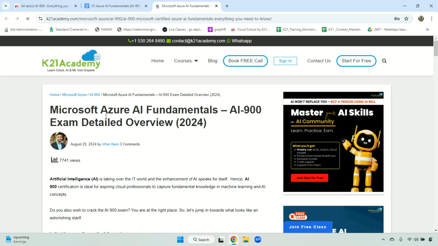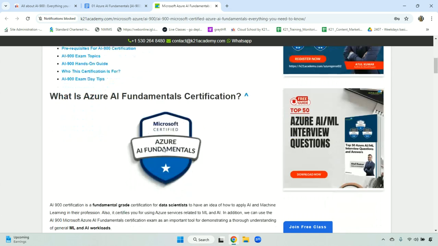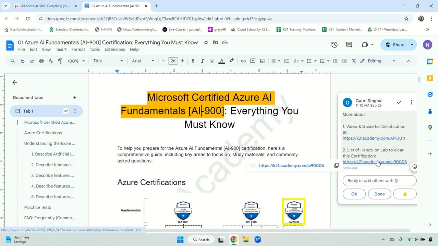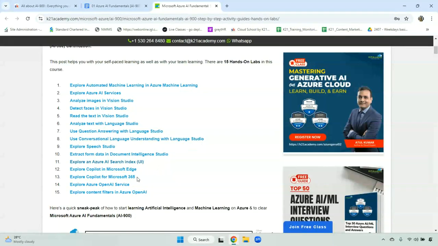If you simply navigate to this link, it will redirect you to the page where you can find the Microsoft Azure AI Fundamentals exam's detailed overview. In the same way, if you want to know about the hands-on labs which you need to clear for this certification, we have also included that over here. If you click on the second link, it gives you all the information about Microsoft Azure AI Fundamentals, which is a step-by-step guide that we have.